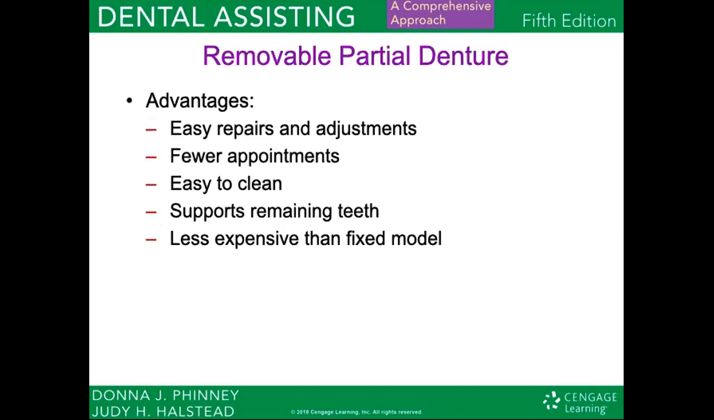Some of the advantages of a removable partial denture are that they are easily repaired and adjustments are easily made. There are fewer appointments with these. They are easy to clean. They can support the remaining teeth, and they are less expensive than a fixed model. Removable partial dentures are designed to restore missing teeth and preserve the remaining hard and soft tissues of the arches.